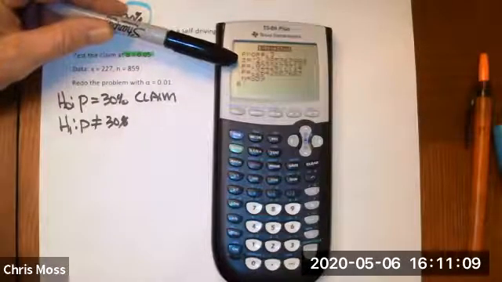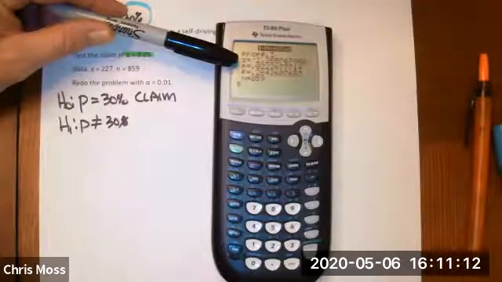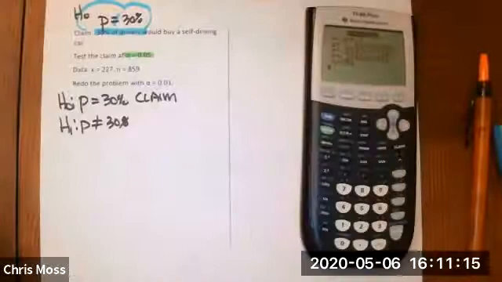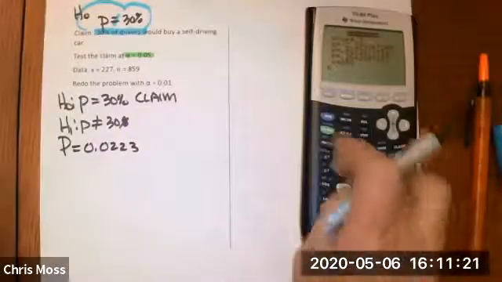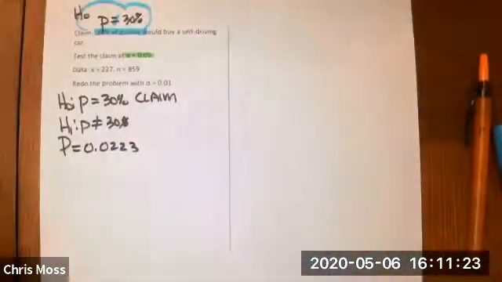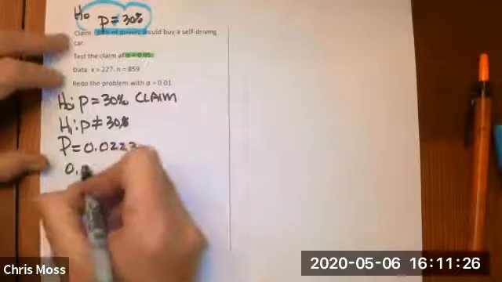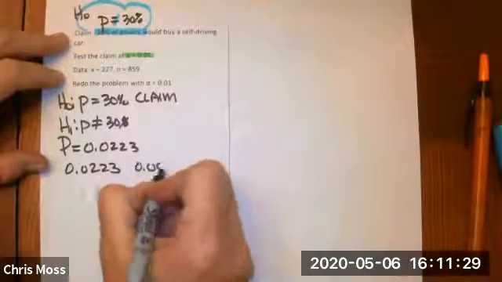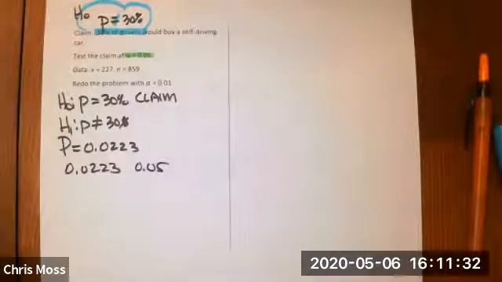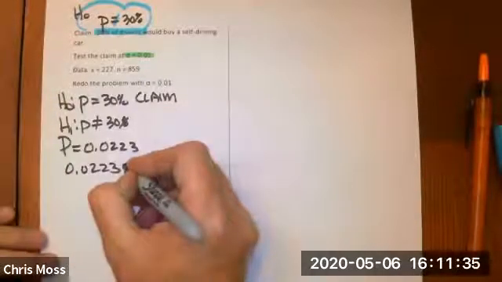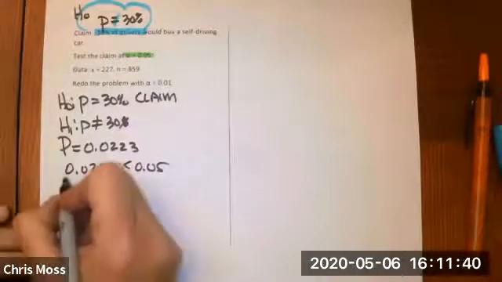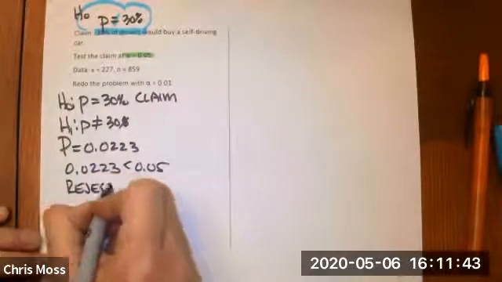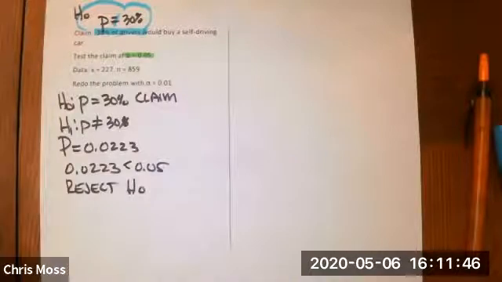That's the p-value. I'm going to round it to 3 significant digits because it is a probability. So I'm looking at p equals capital P 0.0223. Now, that's the number I compare to the alpha. If the p-value is less than the alpha, we reject the null hypothesis. And 0.0223 is less than 0.05. So we reject the null hypothesis.